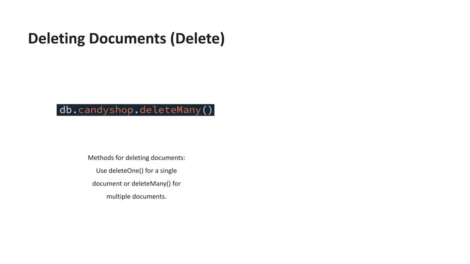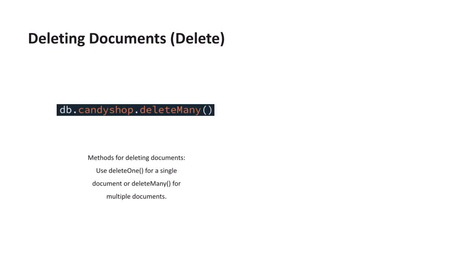We are at the last section of the CRUD operations. As your applications evolve, you might find that certain documents in your MongoDB collections become obsolete or no longer relevant. This is where delete operations come into play, allowing you to remove unwanted data and maintain a clean and efficient database. Similarly, MongoDB offers two primary methods for deleting documents as well. deleteOne for single document removal and deleteMany for bulk deletion.